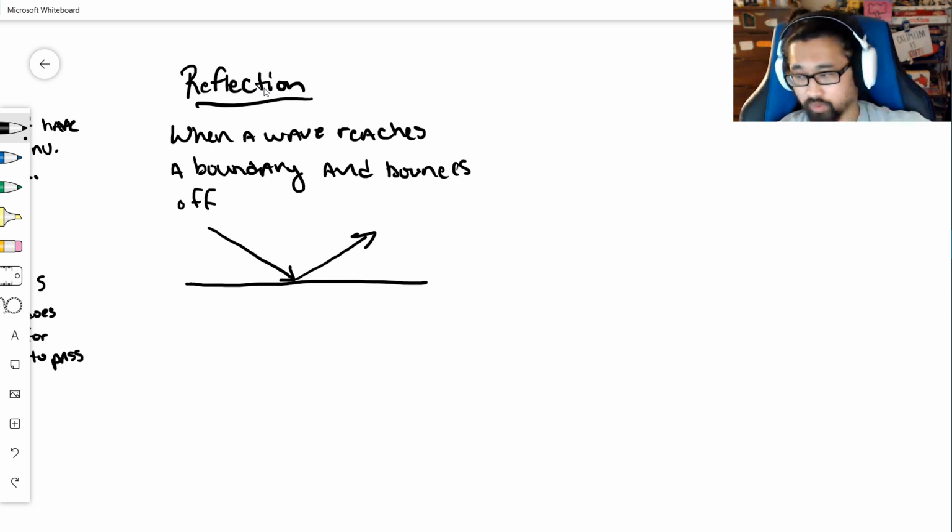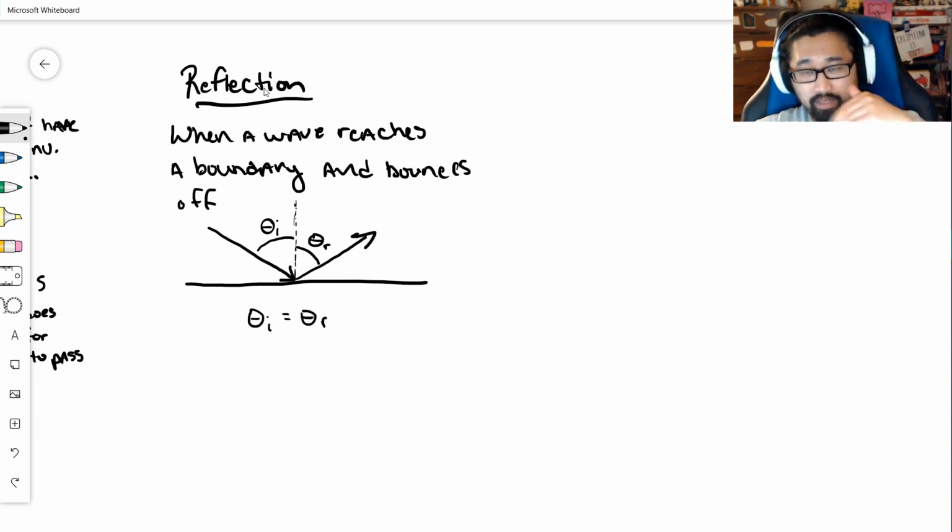Now, an important thing about reflection is that if you make a 90-degree angle to the point of reflection, this angle here is the initial angle, or the angle of incidence, and this angle here is the angle of reflection, the reflected angle. They're going to be the same. When a wave bounces off a surface and it reflects, that angle stays exactly the same. All right, and this is an important concept for visual fields, particularly for driving.